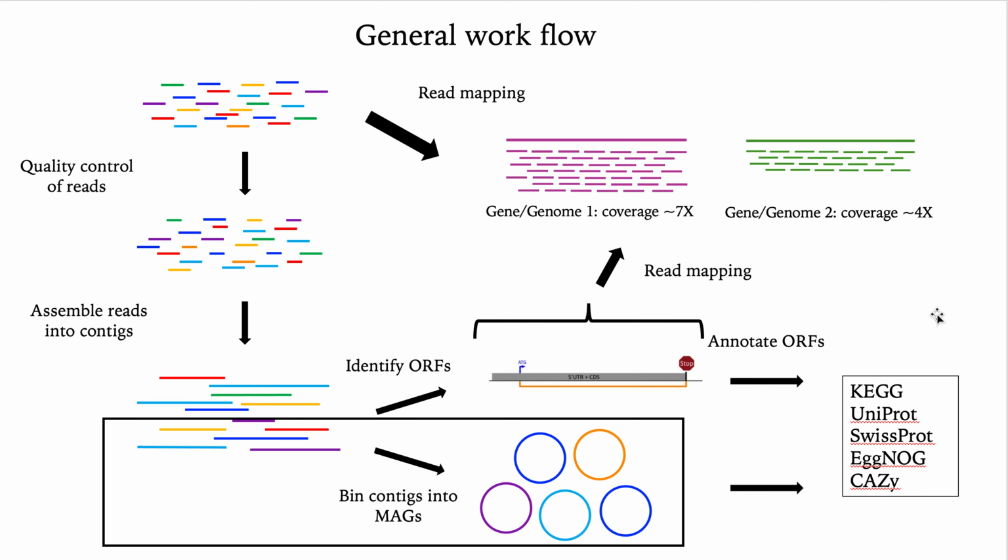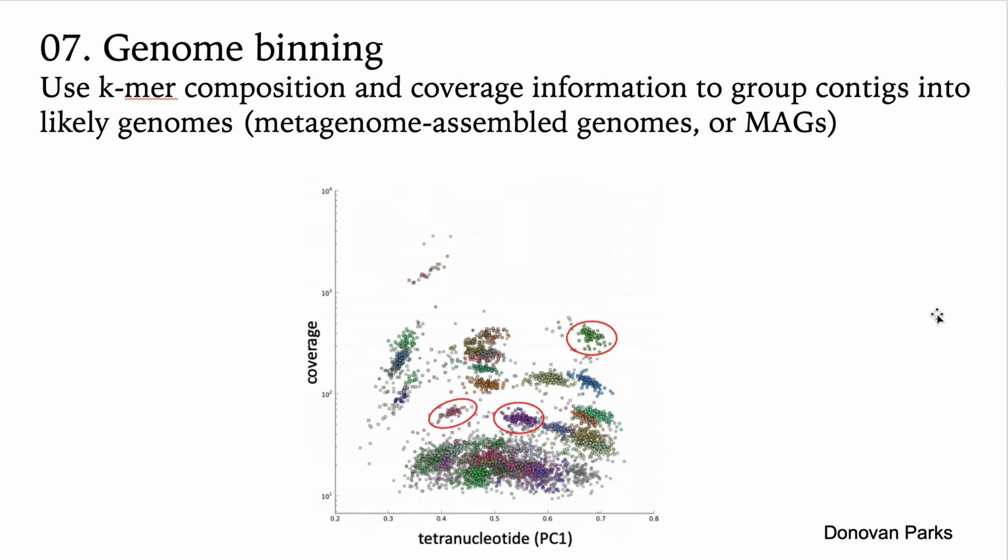So that's a little preview into the next step of the workflow, which will be binning your contigs into metagenome assembled genomes, or MAGs. So using k-mer composition, which I talked about earlier, and coverage, we can group contigs into likely genomes and then string them together into metagenome assembled genomes, or MAGs.